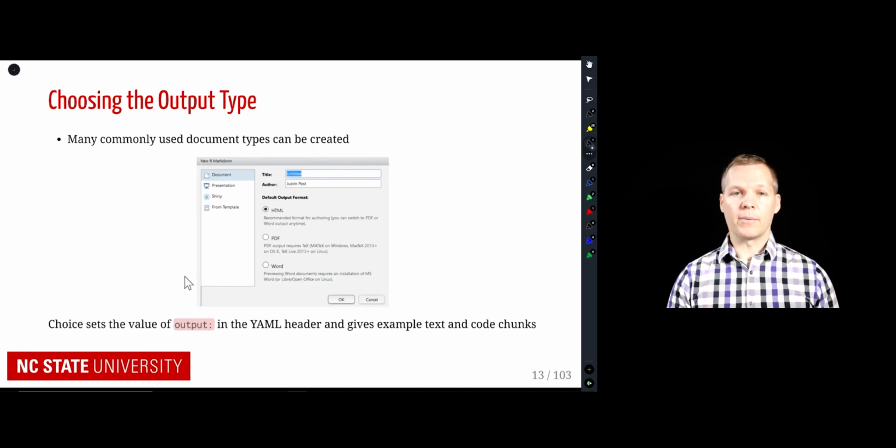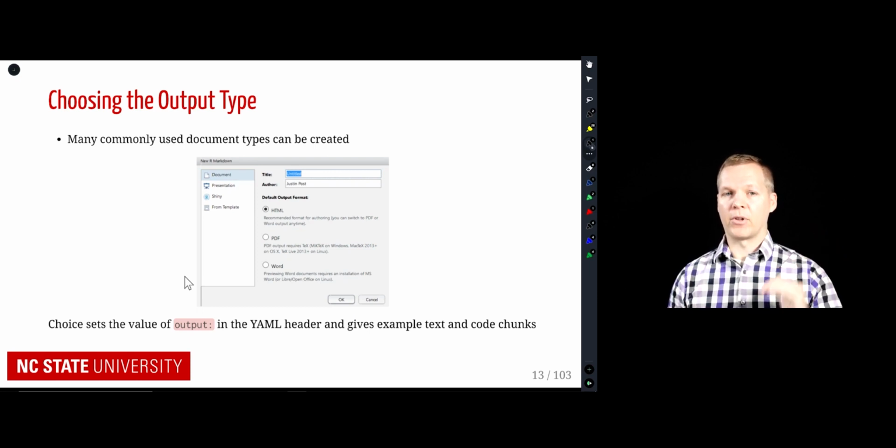So for instance, under this document tab on the left, you can say, I want to create an HTML document as my final product, or a PDF, or a Word document. And really, all you're doing with this menu is just setting some of the settings for your YAML header. So RStudio is essentially just saying, I'm going to set up the YAML header for you so that the metadata is defined about this document.